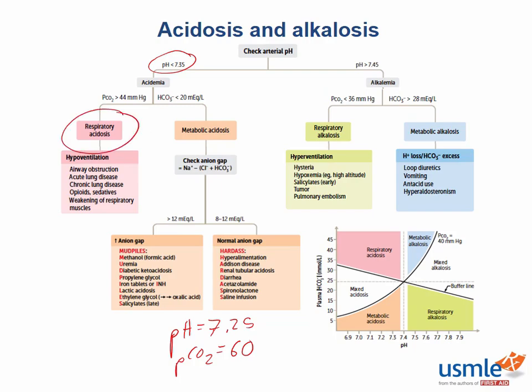The patient's PCO2 is 60, so it is high. And if you look down the list, you see opiates listed as a cause of respiratory acidosis, which makes sense. So this patient has a respiratory acidosis.